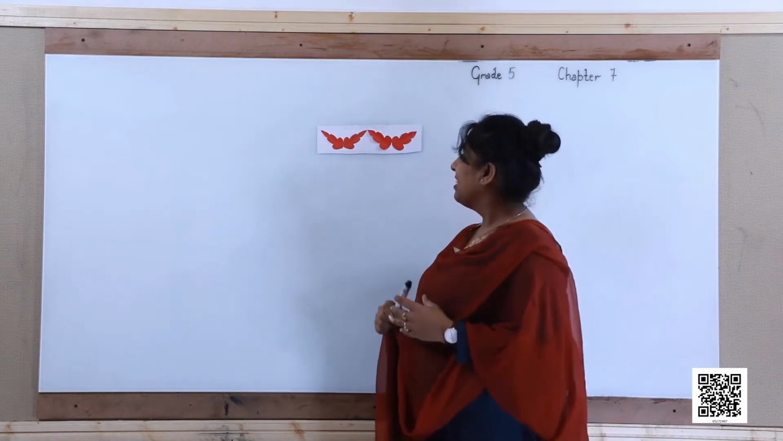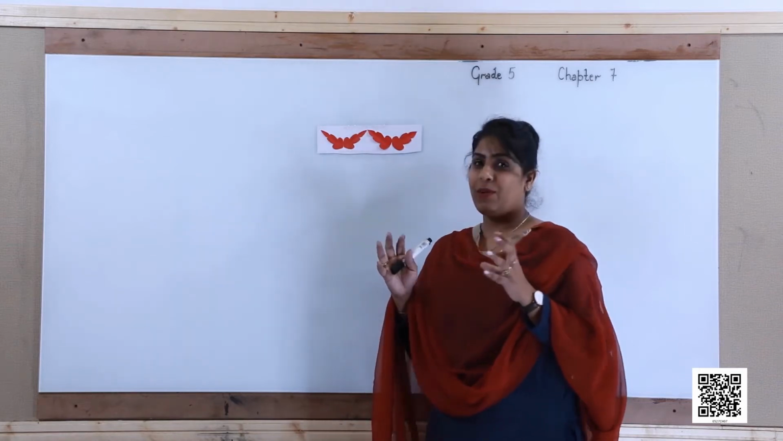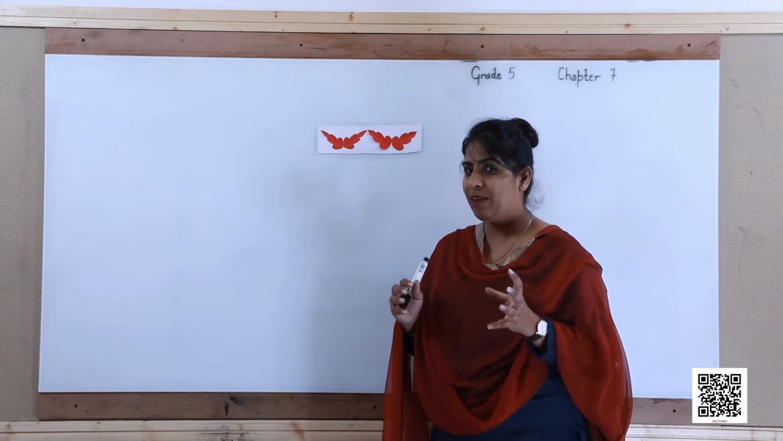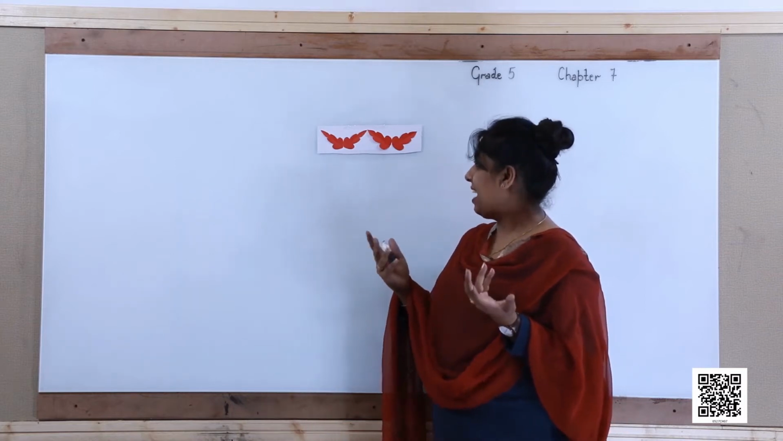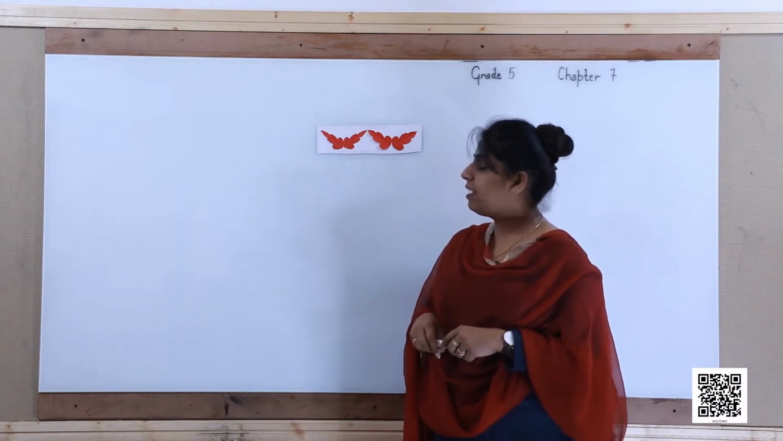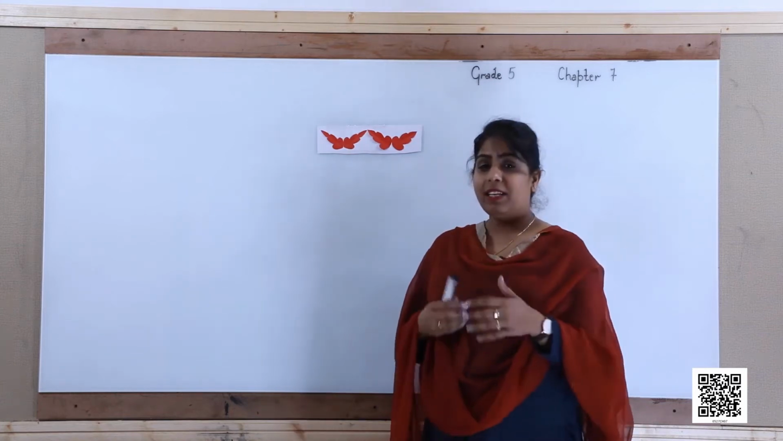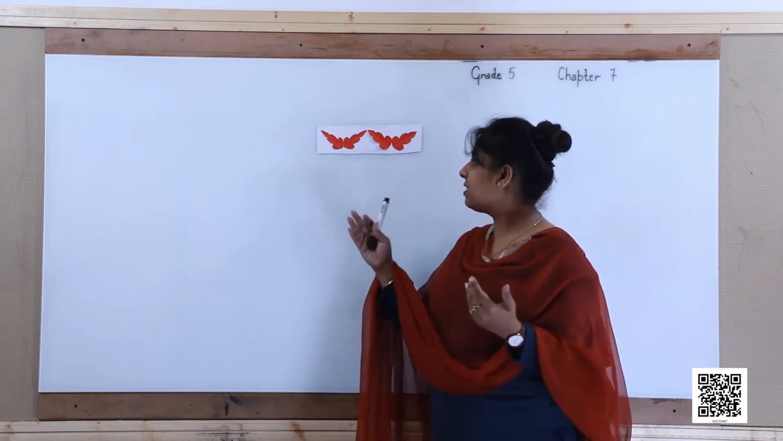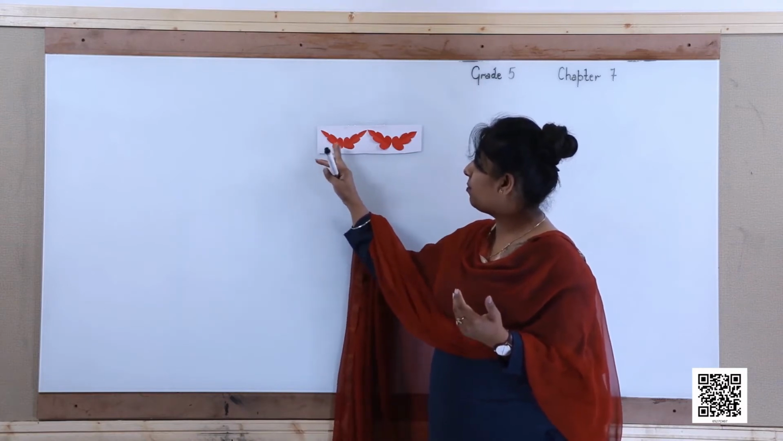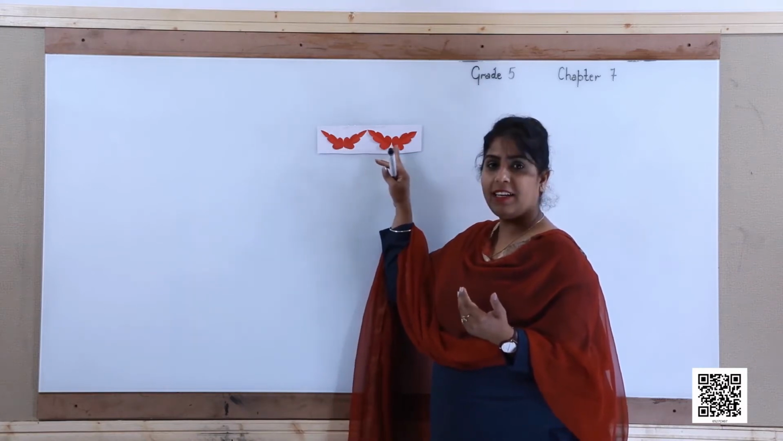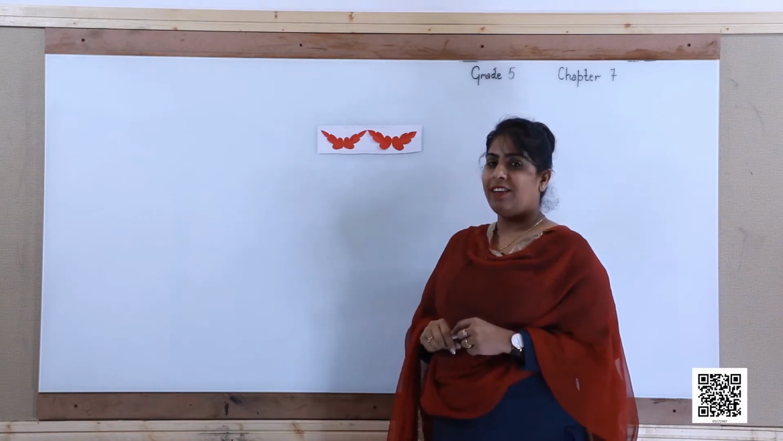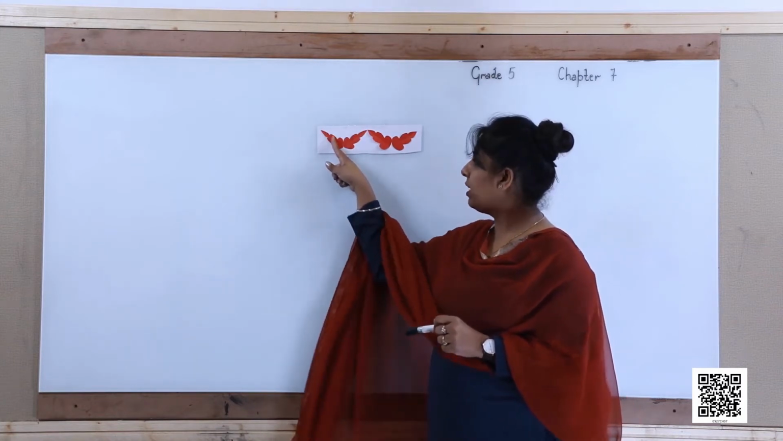So, dear children, what do you see on the board? Yes, something in red color. Okay, what else? Yes, they look nice. They look like butterflies. And what is the special thing? Yes, there's something that is repeated from here, here, again here and again here. Right? So, what is this?